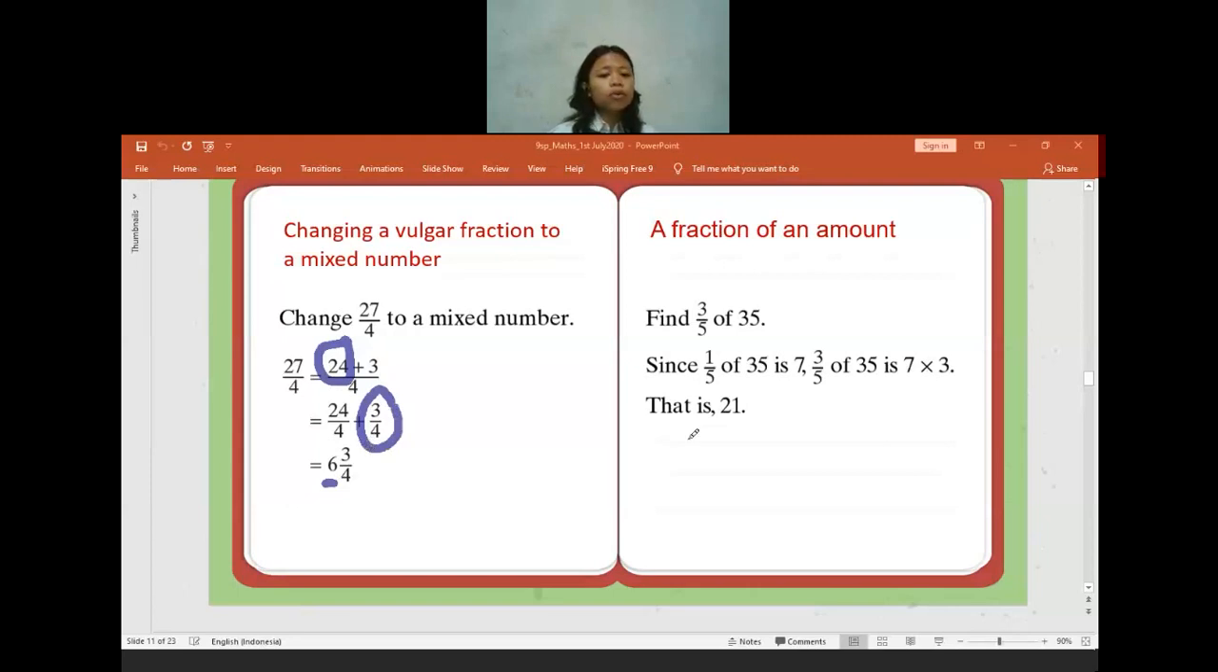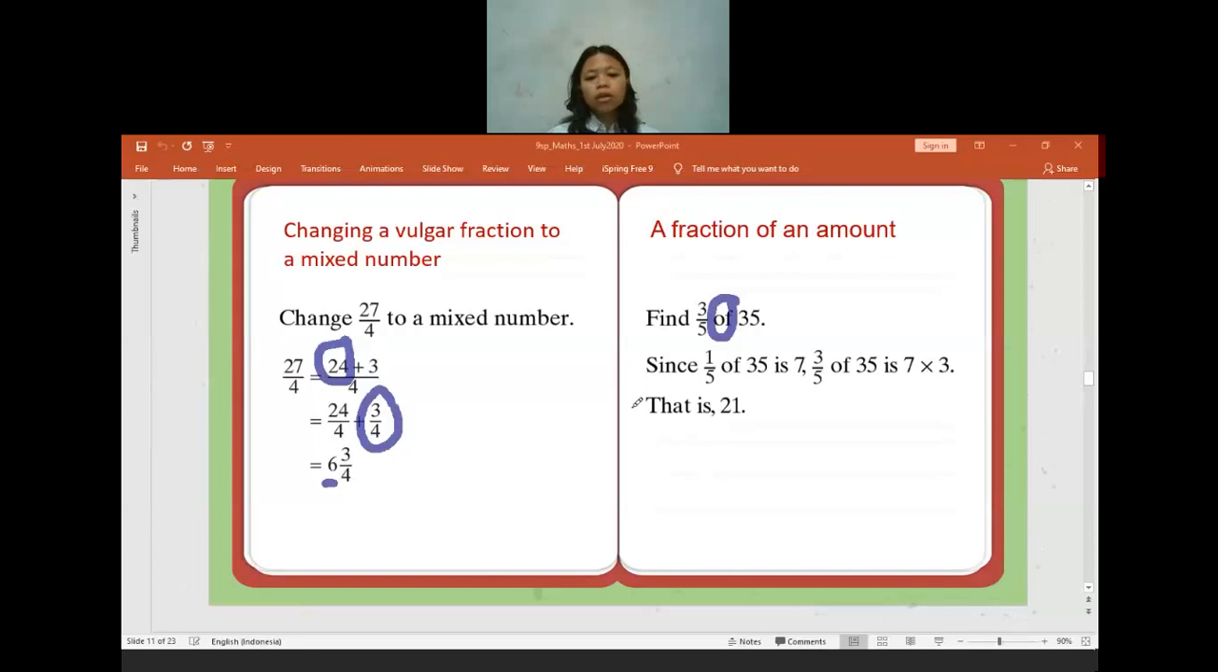Is there anyone who is confused? No. Okay. If no one is confused, finding the amount of a fraction: whenever we have the word "of" in here, it means multiply. So we can just do 3 per 5. It will be easier if we just directly do it.